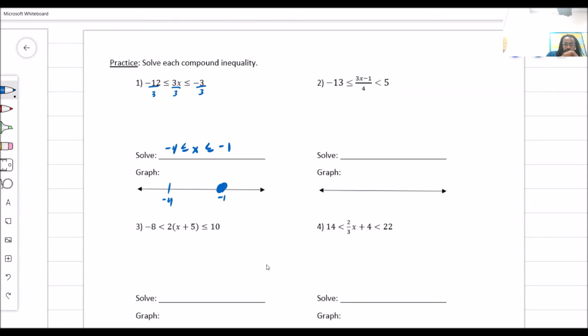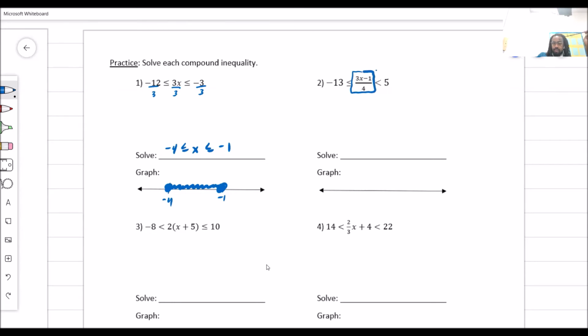Closed circle, in between. You'll notice with these "and" inequalities, it has to be in between the two numbers. Make sure you set your number line up correctly, but if it's going to be "and," it has to be greater than one number and less than something else, in the middle. Number 2. Again, we're focused on how can I get x by itself.